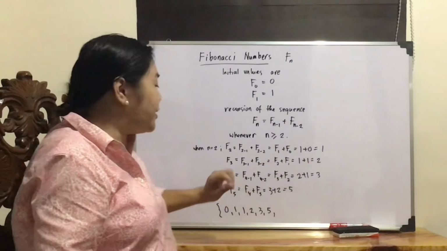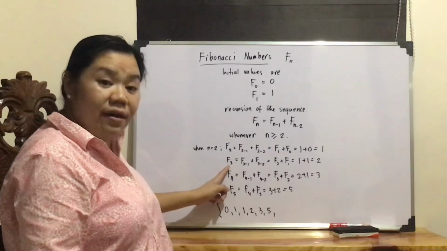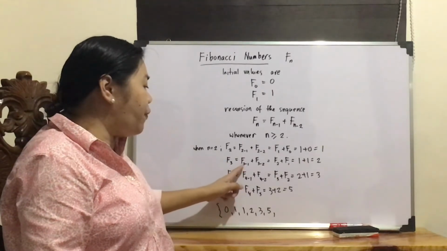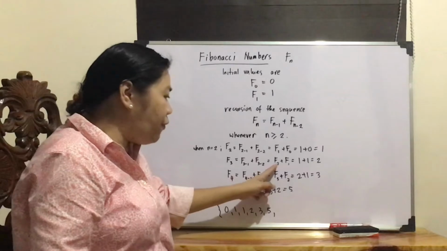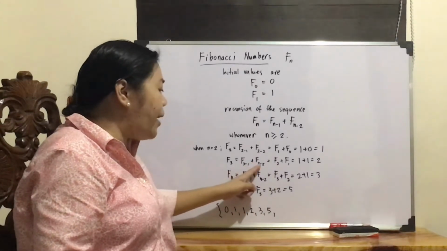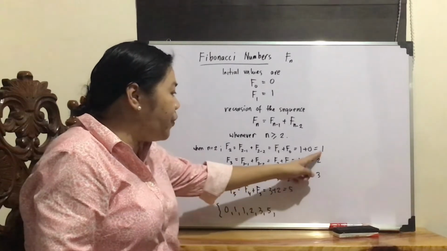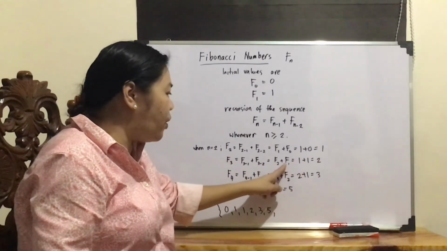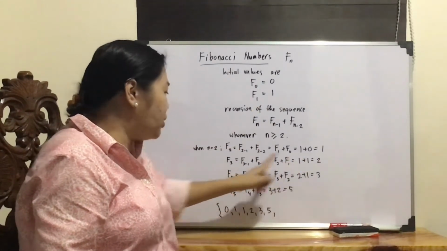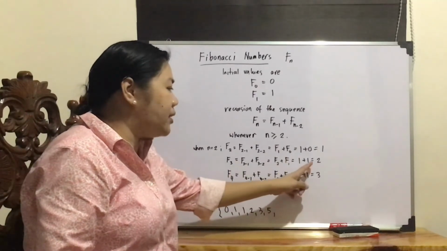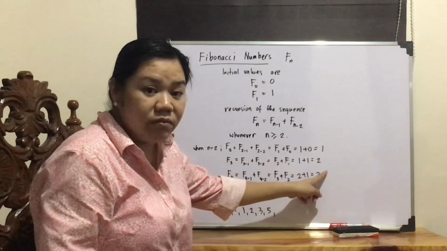Next, let's try when n is equal to 3. We just substitute: F of 3 minus 1, that is F of 2, plus F of 3 minus 2, that is F of 1. Our value for F of 2 is 1, and also F of 1 is 1. And so F of 3 is 1 plus 1, which is equal to 2.